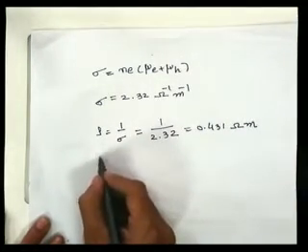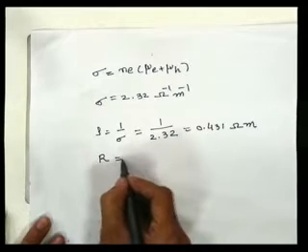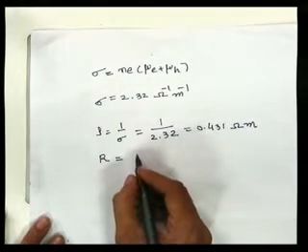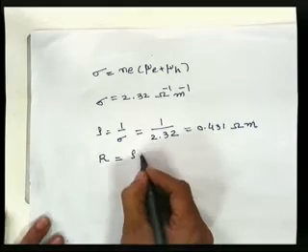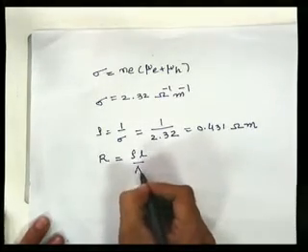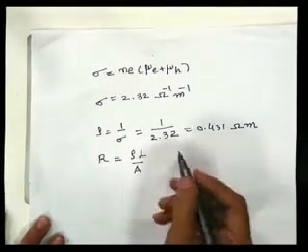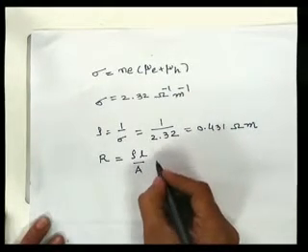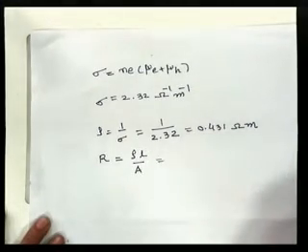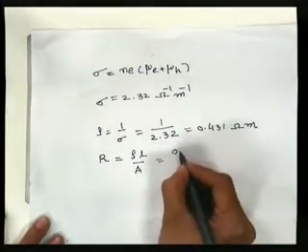We all know that R depends on length and area. So the equation of resistance becomes R is equal to rho L by A. We are having resistivity rho, length L and area A. So let us calculate. Rho is 0.431.